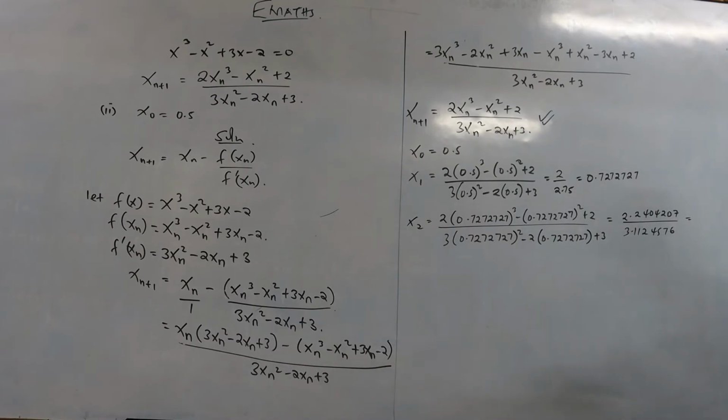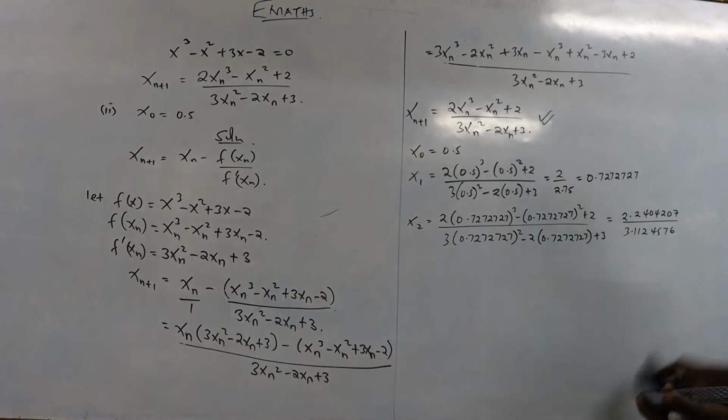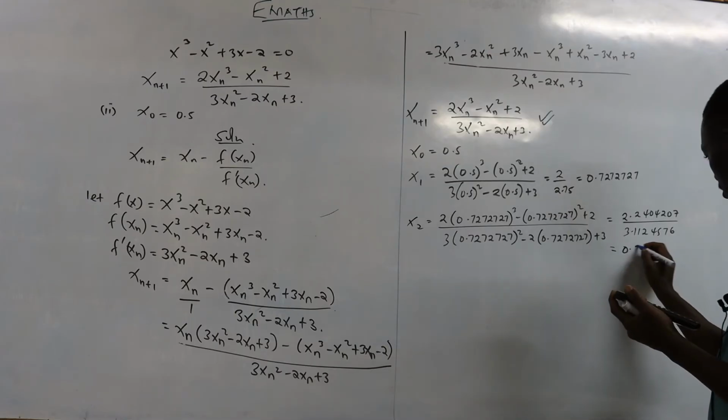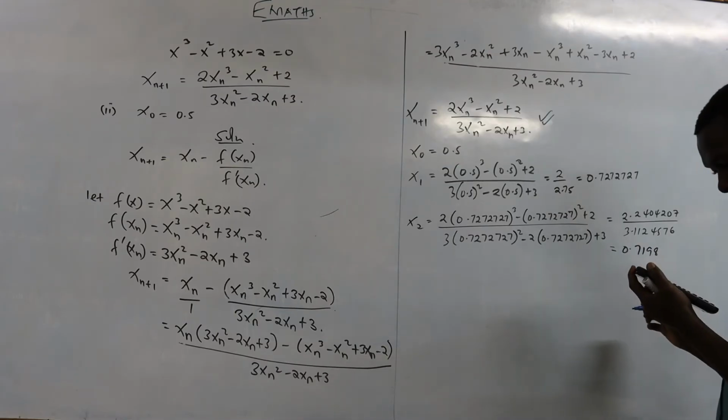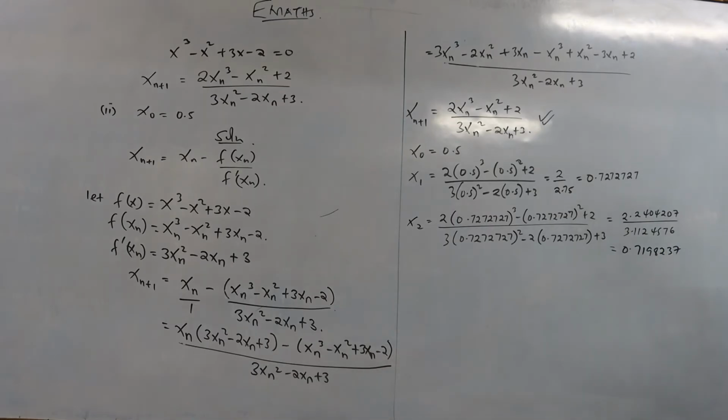So when you have that, 2.2404207 divided by the answer, we get our answer to be 0.719. Let me write it here so that it will be visible. So our solution here will be 0.7198237. Okay, so you can see I'm putting my numbers in 7 decimal places.